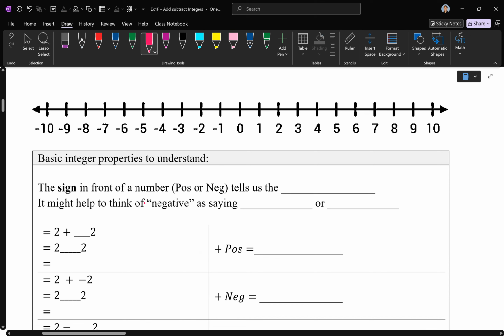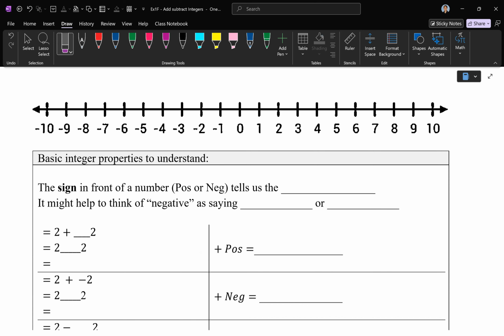The sign in front of a number, so when they say positive or negative, tells us the direction. It might help you to think of the negative, when you see a negative, as saying the opposite or the reverse direction. Okay? There is a difference between minus and negative. On your calculators, it actually says the differences too.